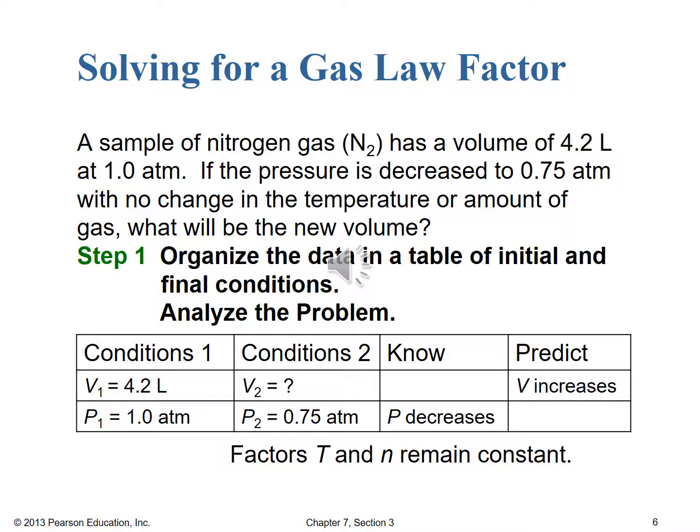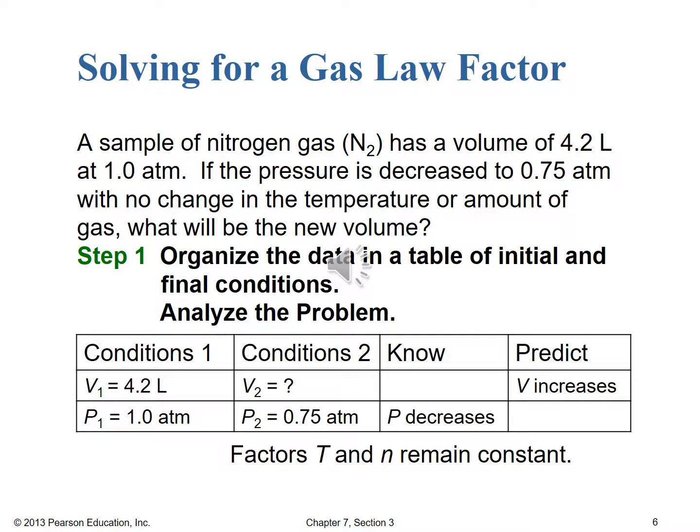Step 1, let's organize this data into a table where we have initial and final conditions and where we can analyze the problem to see what we might expect. So conditions 1, that we're given both volume and pressure for, the volume is 4.2 liters, the pressure is 1.0 atmospheres. For conditions 2, ultimately we're looking to solve for the volume 2, the final volume. We know that the final pressure, P2, is 0.75 atmospheres.